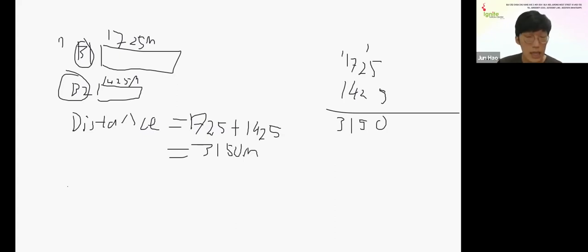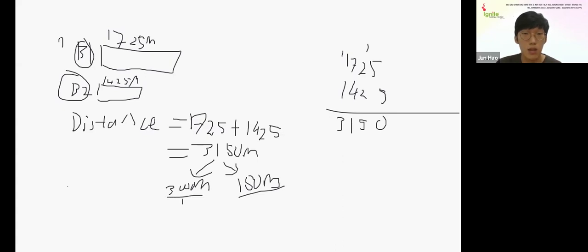However, the question asks you in kilometers and meters. So remember how we do it? We will split it up first. So here will be 3,000 meters and 150 meters. We know that this one cannot be converted to km, so we just leave it.